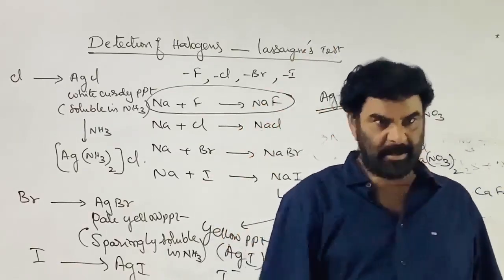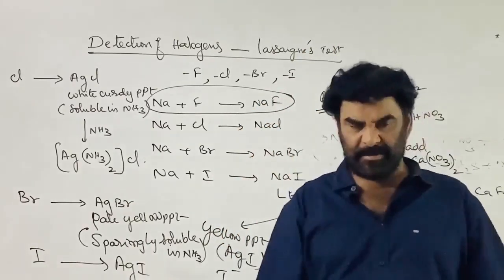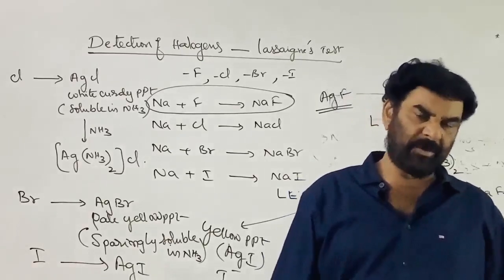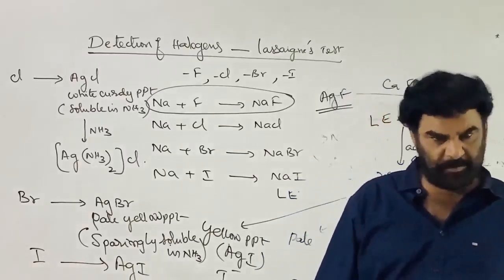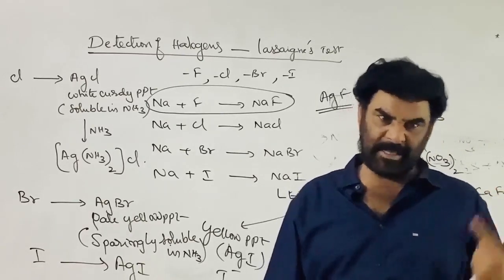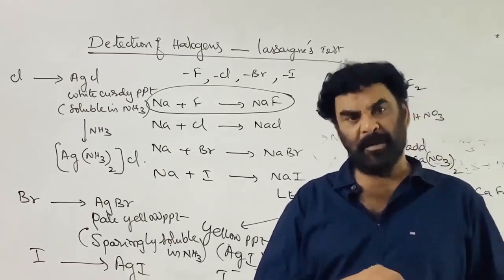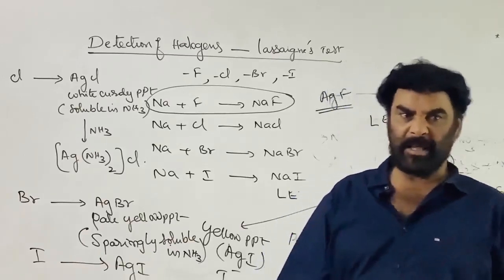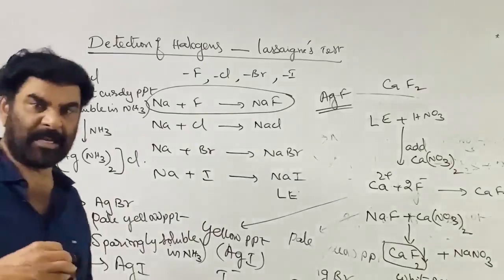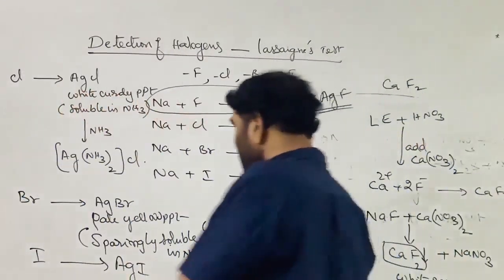To the Lassaigne's extract, add silver nitrate after treating with HNO3. If a precipitate is formed, chloride, bromide, or iodide is present. Based on the color of the precipitate, chlorine, bromine, or iodine can be detected. Yellow precipitate: iodine is present. Pale yellow precipitate: bromine is present. White curdy precipitate: chlorine is present.